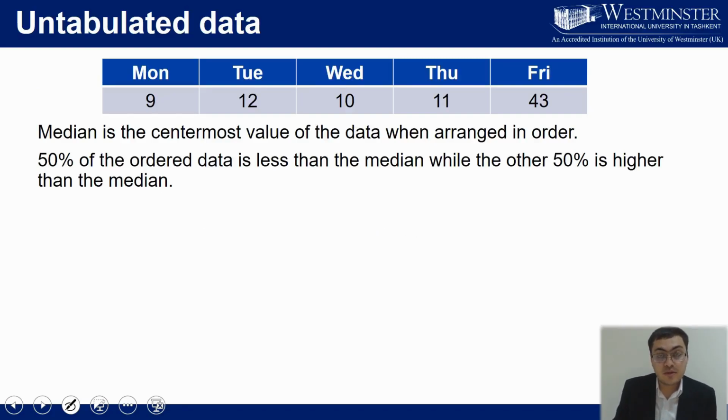So instead, what we can do is calculate what is known as the median. Now, the median is different from the mean in that it does not require all of these numbers to be calculated or to be added up. Specifically, the median is defined to be the centermost value of the data when it is arranged in some order. Specifically, it is that particular value where in an order, 50% of the ordered data is less than the median, and 50% of the data is higher than the median.